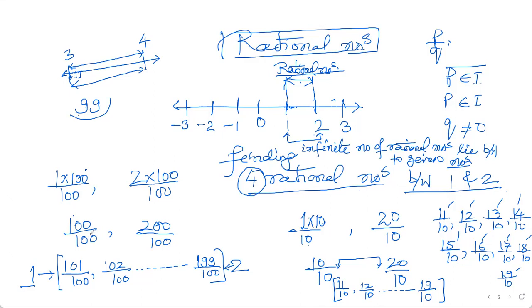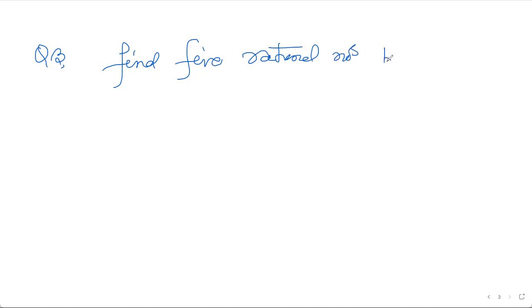But if I try to find numbers between two given rational numbers, how does the matter take shape? Just see. They're asking you question number 3 of the exercise. They say find 5 rational numbers between 3 by 5 and 4 by 5. Here I'm finding the denominator to be the same.